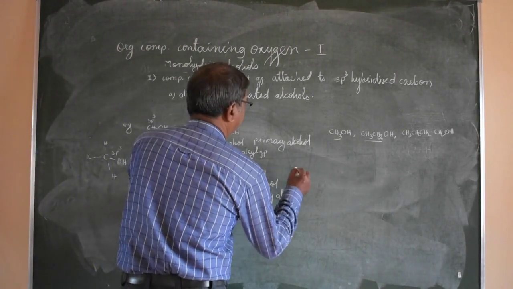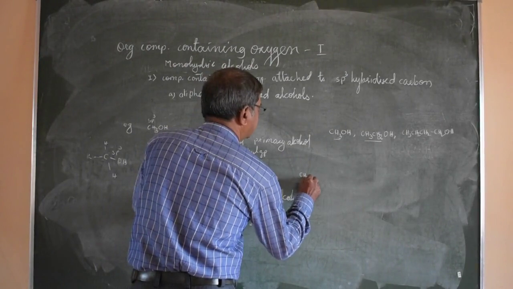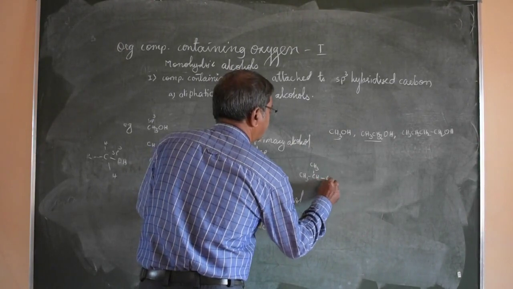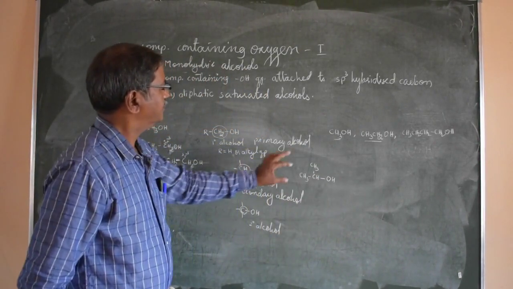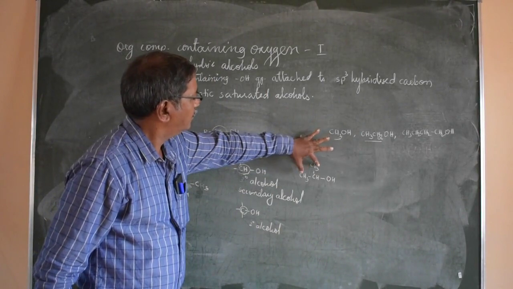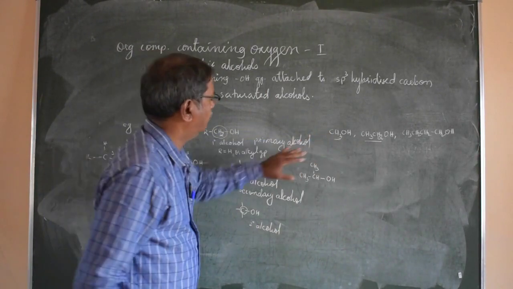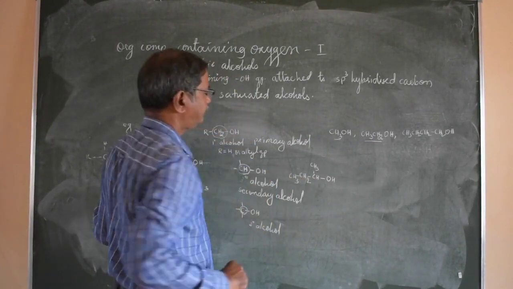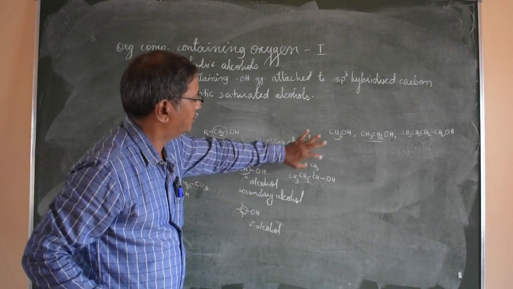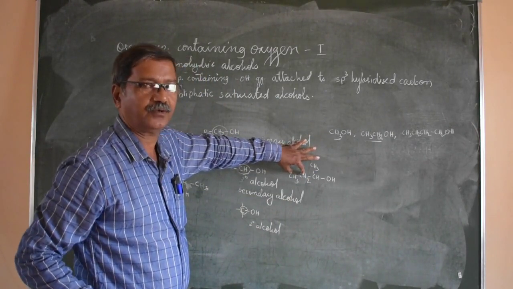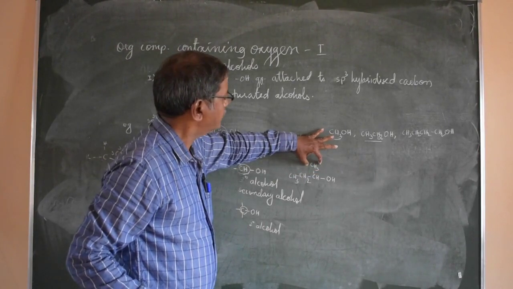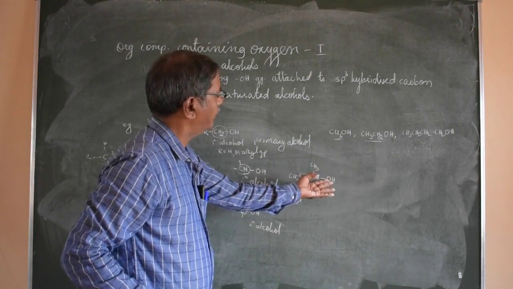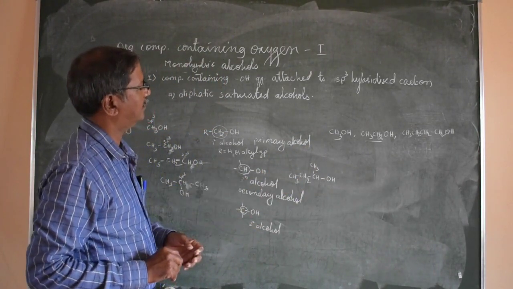So, I am writing an example for this one. CH3 CH CH3 with OH. See here we have two CH3 groups. I am writing one more if you want, CH3 CH CH2CH3 with OH. Because in the first both groups are identical, and here CH3CH2 is one group, it is R, you may write this one as R dash. These two groups are different. It is secondary alcohol. Which secondary alcohol is it called?